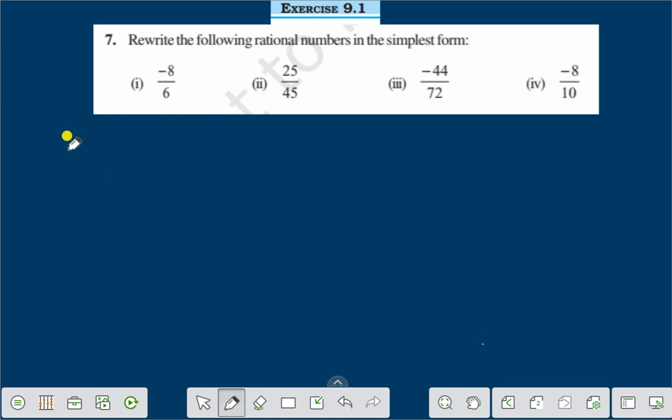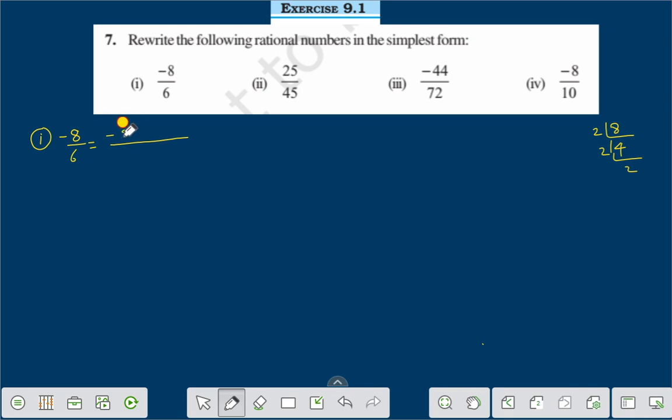Now number 1 is minus 8 by 6. Now minus 8 can be written as 2 into 4, and 4 is 2 into 2.